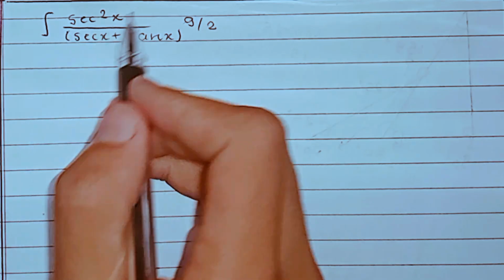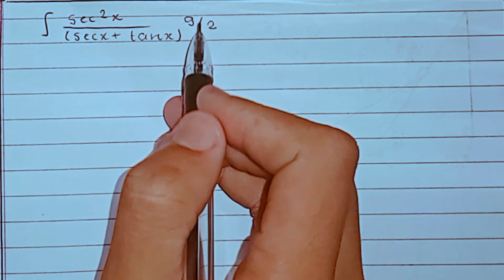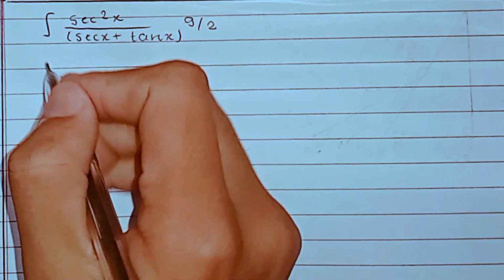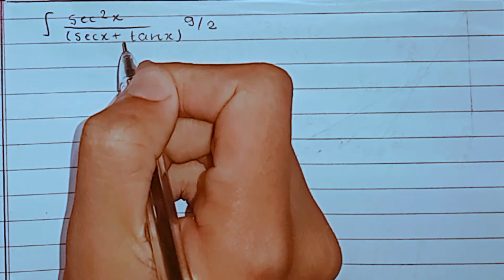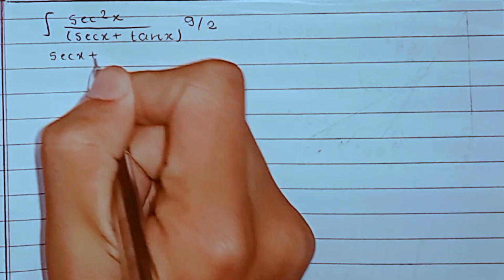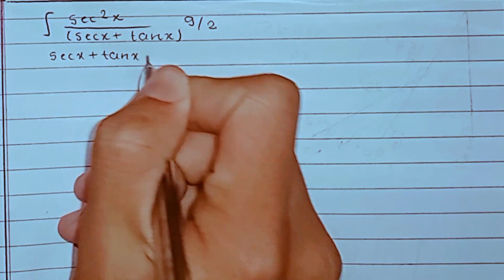Sec square x upon (sec x + tan x) to the power 9 by 2. So let's use the substitution method for it. Let's suppose sec x + tan x is equal to A.